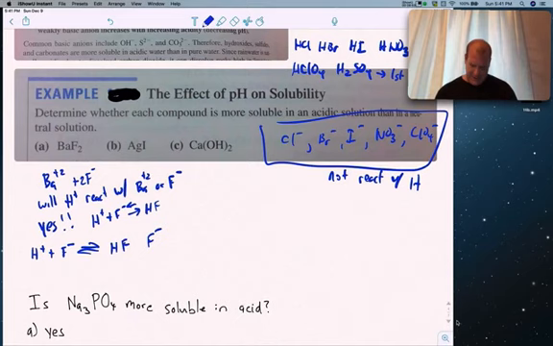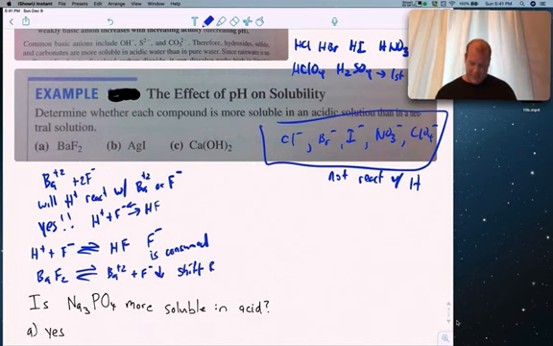So that means F minus is consumed. And if we have this relationship, BaF2 in equilibrium with barium plus 2 ions plus fluoride anions, if we have the fluoride anions go down, we will shift right by Le Chatelier's principle, and more BaF2 will dissolve. So this is more soluble.